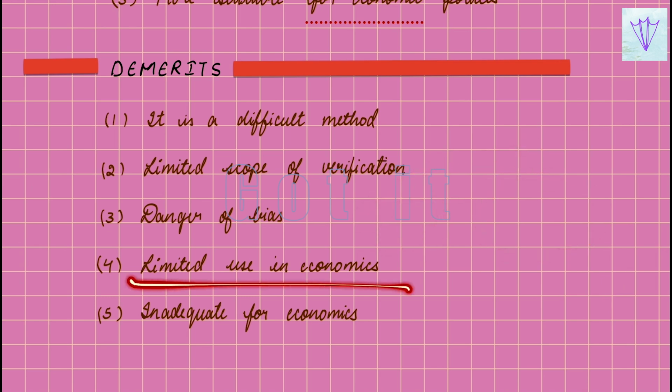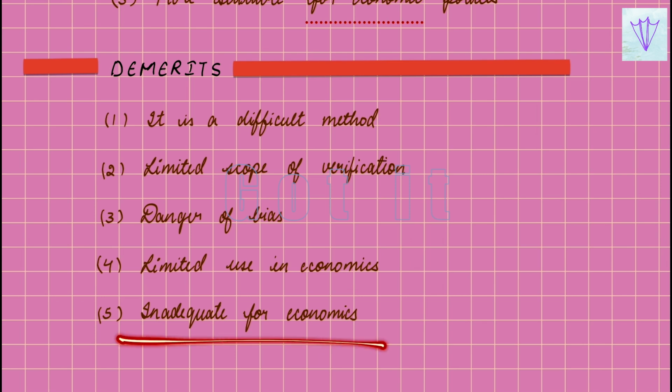And there is a limited use in economics, and it is inadequate for economics, because this method is inadequate for the study of economic problems, because we have to base our conclusions on some well-known observations made by the researchers. So already something is made by the researchers. You will have to go through that, and then only you will make your things. So it is inadequate for economics.